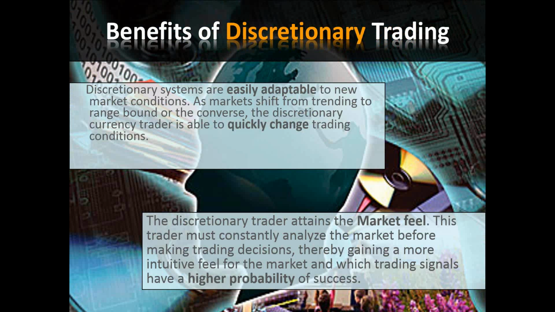Discretionary systems are easily adaptable to new market conditions. As the market shifts from trending to range bound or the converse, the discretionary currency trader is able to quickly change trading conditions or his trading strategies. The discretionary trader attains the market feel. This trader must constantly analyze the market before making trading decisions, thereby gaining a more intuitive feel for the market and which trading signals have a higher probability of success. This gray matter between our ears is much more powerful than any CPU I've ever seen, that's for sure.